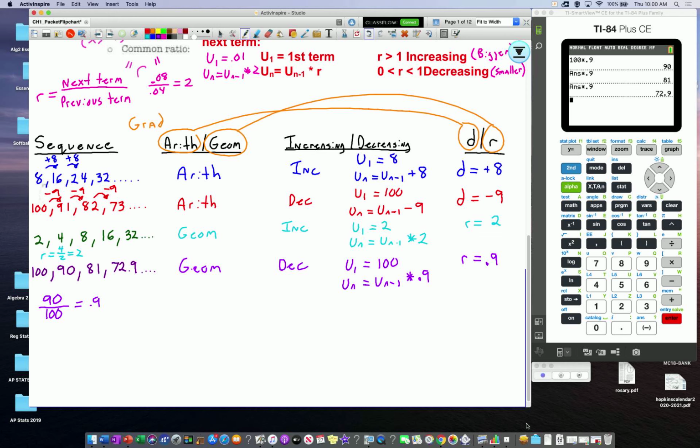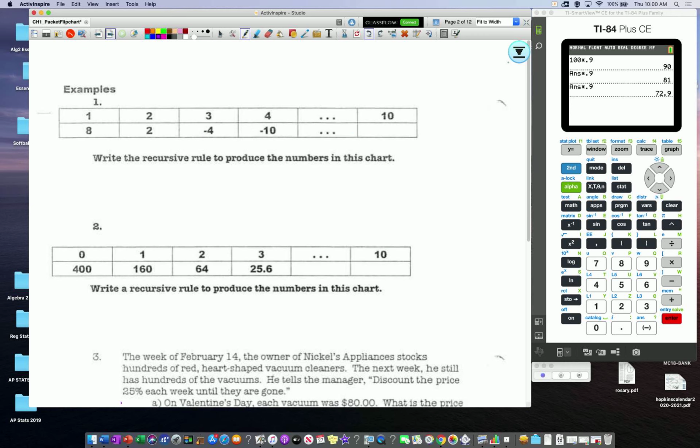All right, so we got one more page with just a couple more examples. If I look at this particular one here, it says, in this example, write the recursive rule to produce the numbers in this chart. So here, the 1, 2, 3, 4, all the way to 10, this is the term, and down here is the sequence. It's not my favorite way. I usually will just give you the sequence to figure it out.